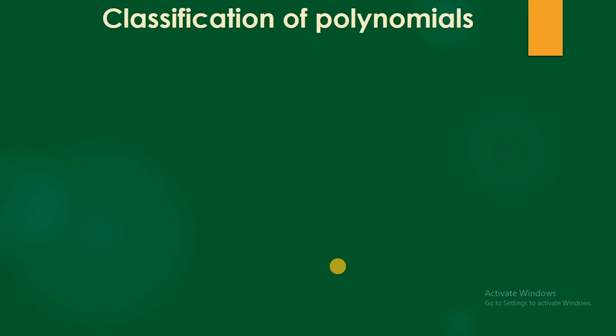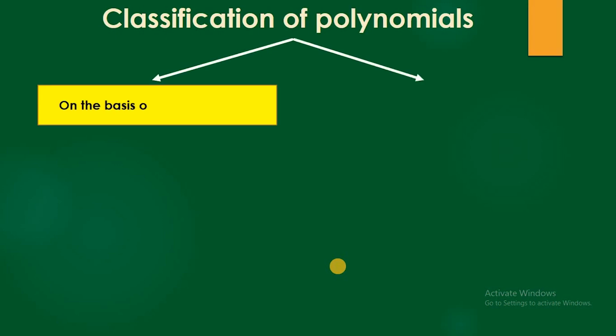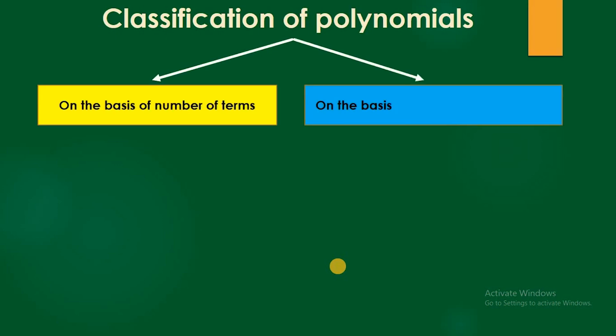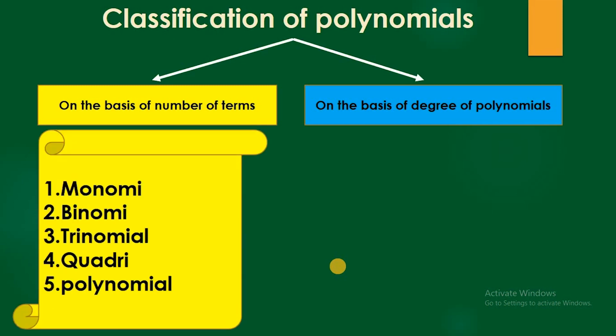So till now we have learned about the polynomial on the basis of number of terms, and also we have discussed the degree of the polynomial. So we can classify the polynomial on two bases, that is on the basis of number of terms and on the basis of degree of the term. On the basis of number of terms, we have differentiated it as monomial, binomial, trinomial, quadrinomial, and polynomial. So if we have 5 terms or 6 terms, or more than 3 terms, then we call it polynomial.